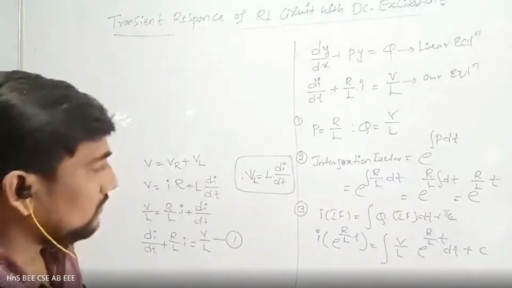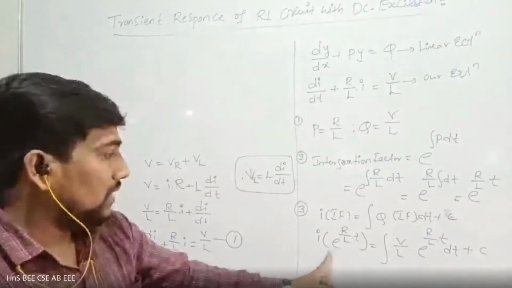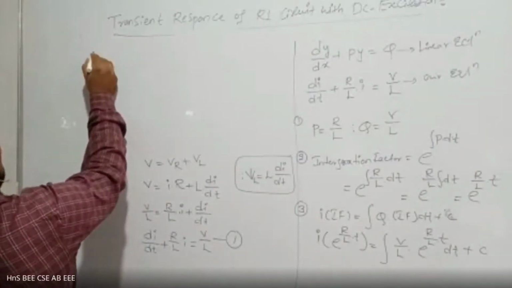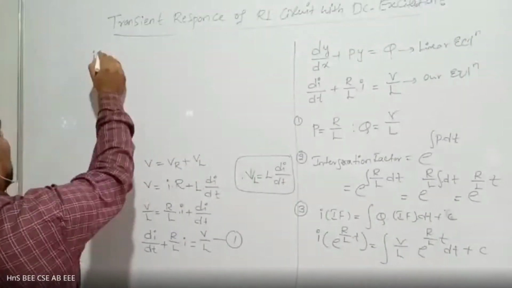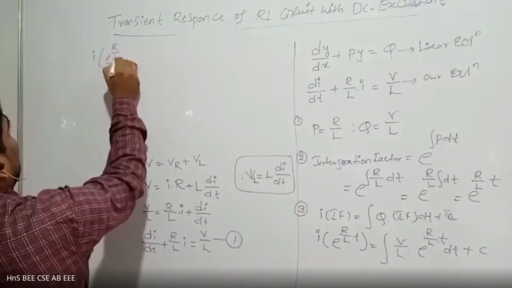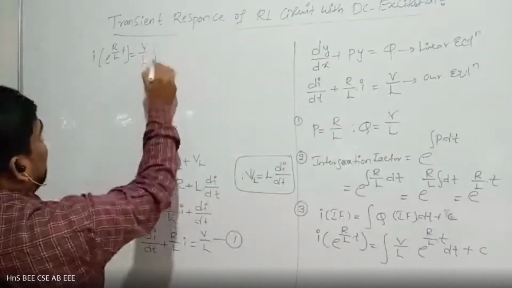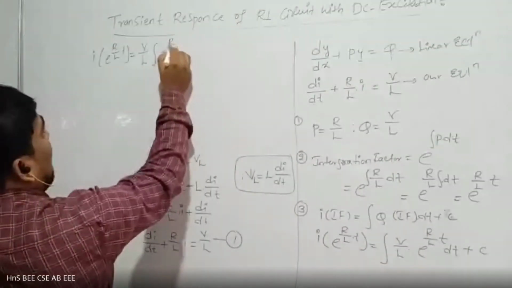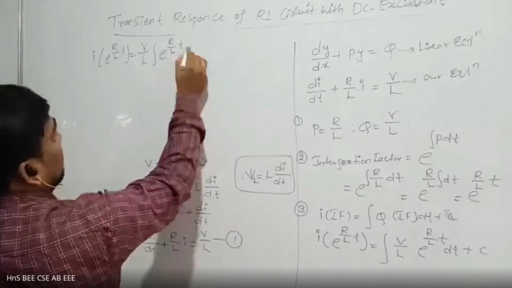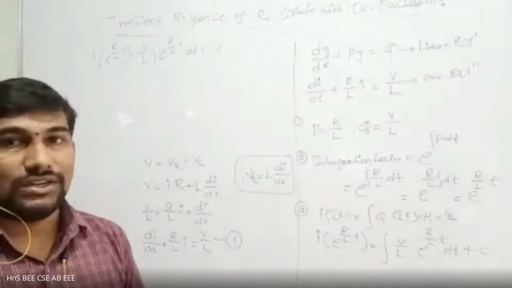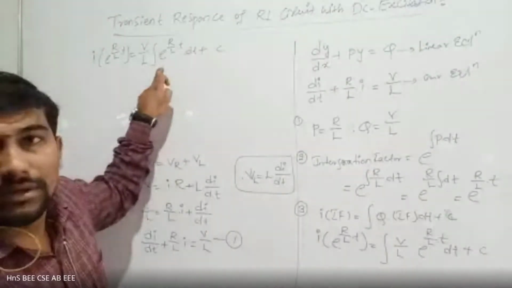See, sir, in this we have I, and e power r by L into t equal to v by L, which is a constant, times the integration of e power r by L into t into dt plus c. This is our normal general solution equation. Now you have to integrate this.